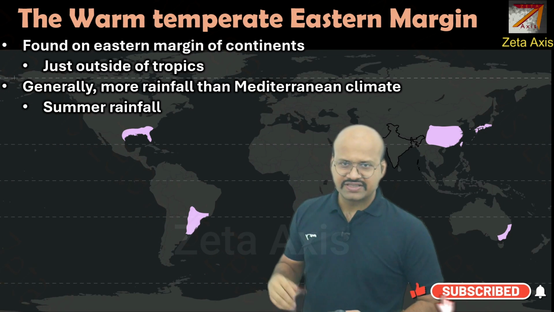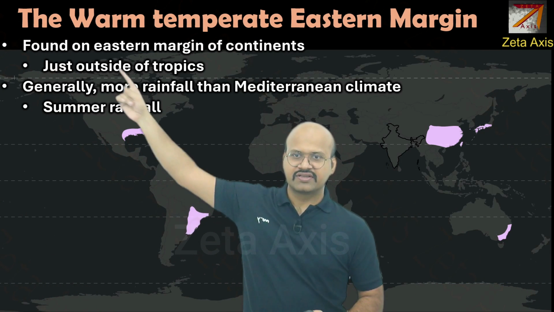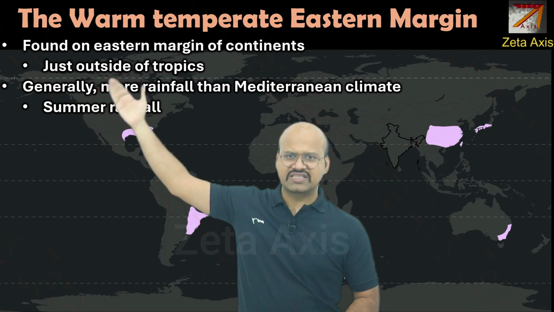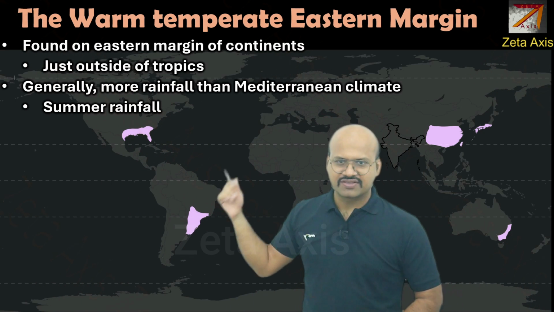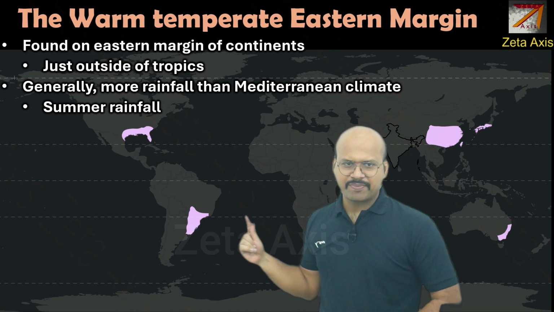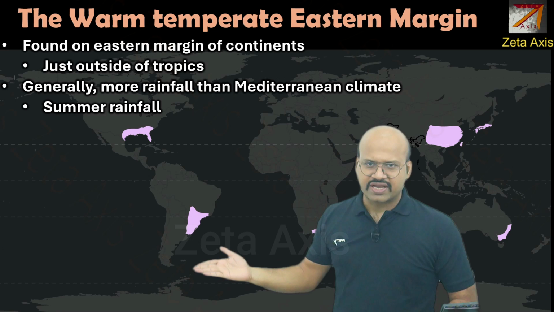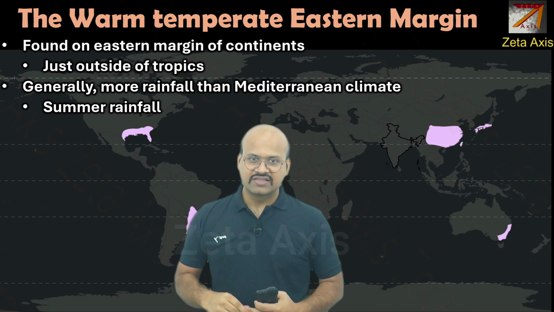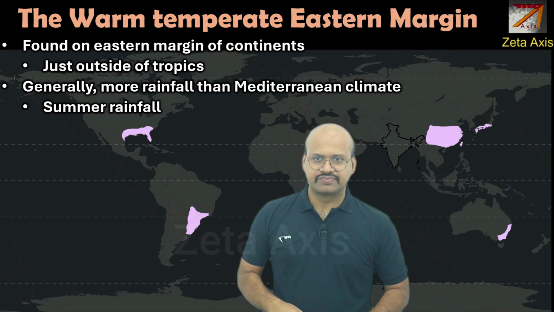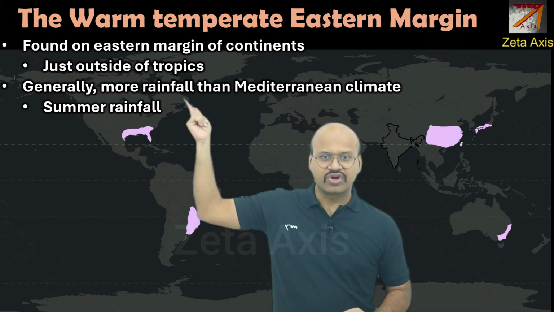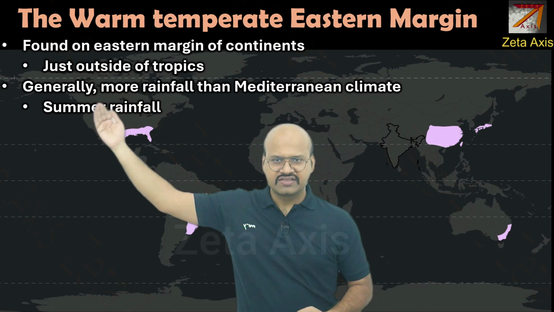Here we can see the regions where we have this temperate eastern margin. It is found on the eastern margin of continents just outside of the tropics. Here you can see this line which indicates the Tropic of Cancer, and this line which indicates the Tropic of Capricorn. All these regions are just outside of the tropics, just north or south of these lines. They generally have more rainfall than the Mediterranean climate, and the rainfall is higher in summer.